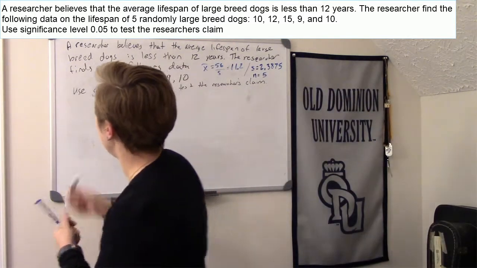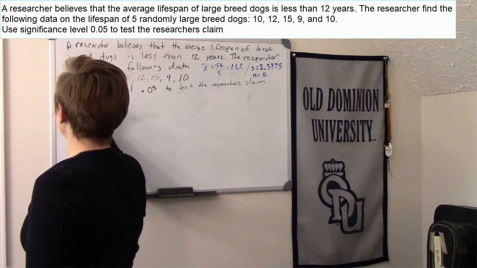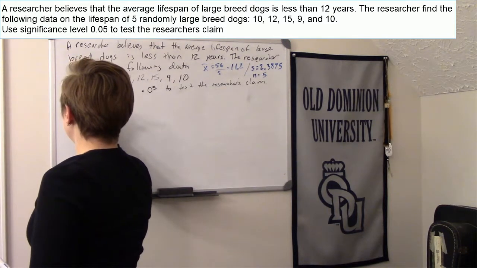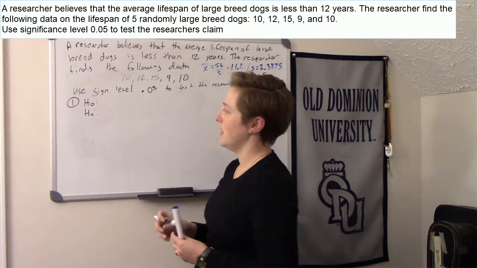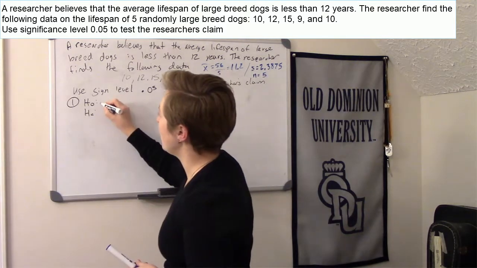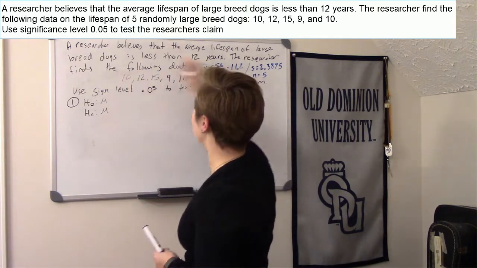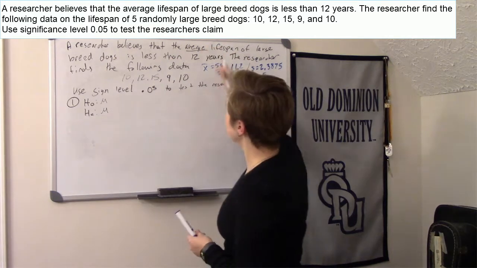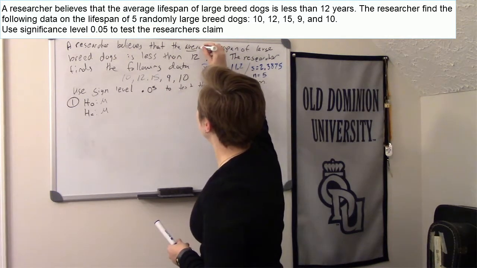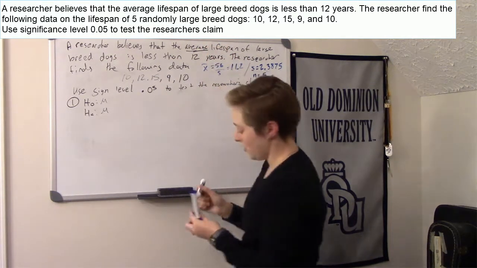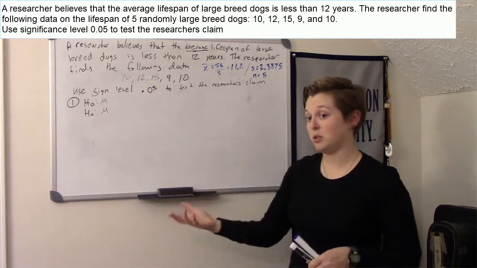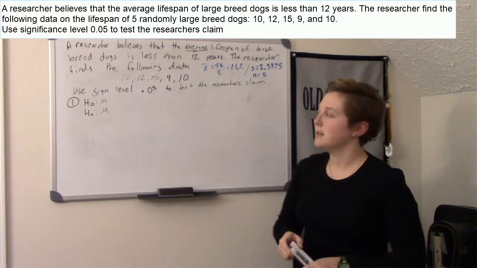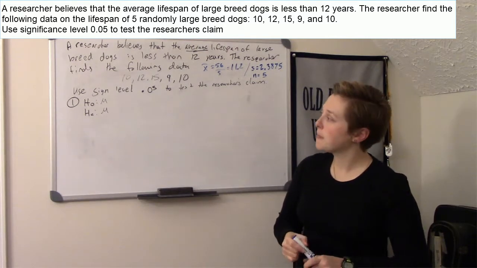So step 1 of any hypothesis test is to state your null and alternative. We know we're testing an average. Average what? Average lifespan. So we know we're going to have mu there. If we were testing a proportion, we'd have p. So testing an average lifespan, we have mu.